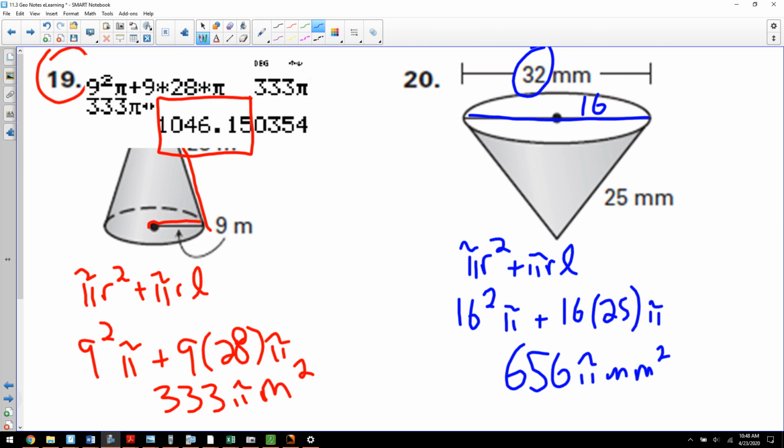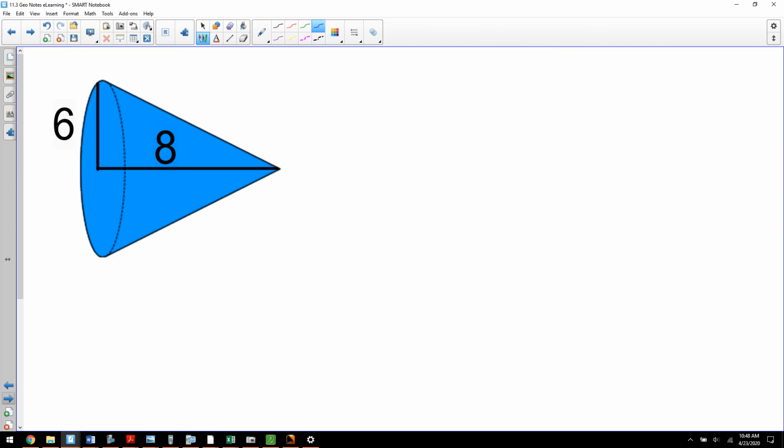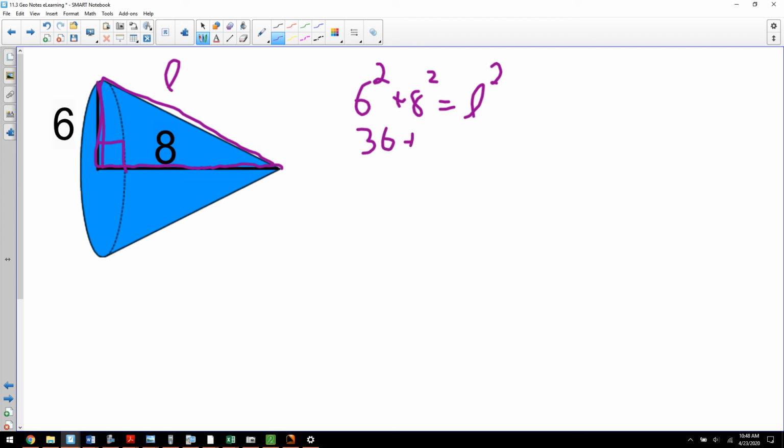All right, let's go to the next one. And like I was saying a little bit ago, the worst case scenario with these is that you'll notice that in this case we have the vertical height to the radius. That means it creates a right angle. So we have to figure out what our slant height is. Well, in this case, this is just Pythagorean theorem. So you have 6 squared plus 8 squared is your slant height squared. So 36 and 64, add that together, you get 100. And then the square root of 100, as you know, is 10.